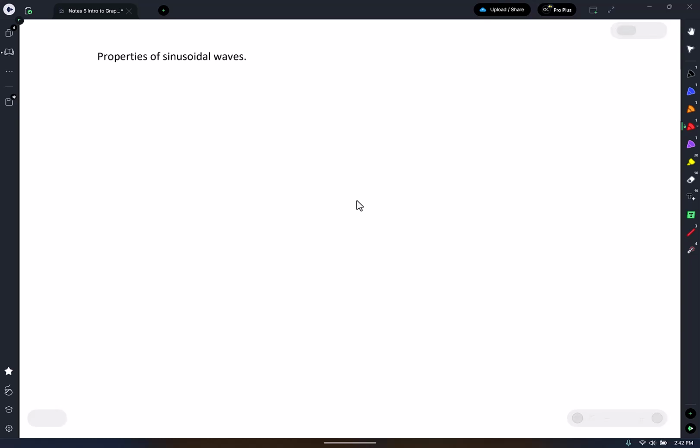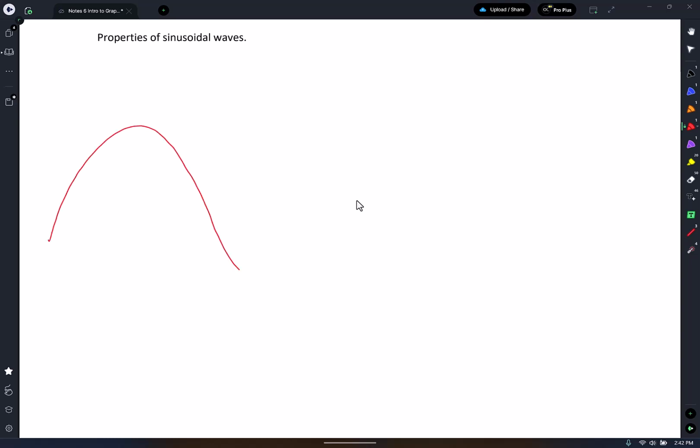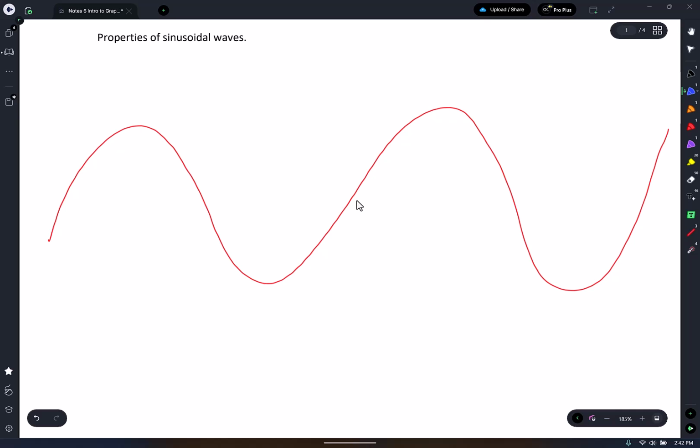All right. So here are some properties of waves. I'm gonna draw a wave. Try and draw a wave, guys. All right, guys, focus. Doesn't have to be perfect. Try to make it symmetrical, and then try to cut it right down the middle.